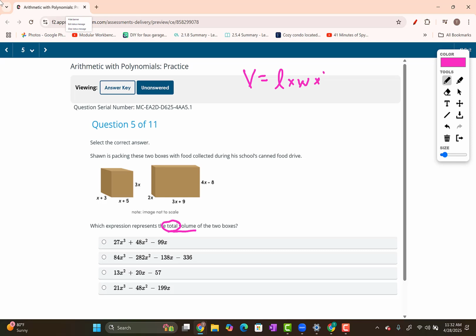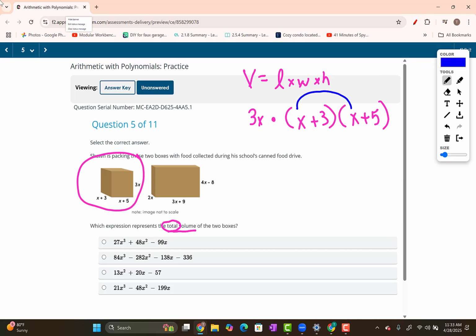times width times height. So let's look at the small box first. And it doesn't really matter which one is length, width, and height, because it doesn't matter the order you multiply. But I will tell you, typically my preference is I'm going to multiply the binomials together first. So I'm going to do x plus 3 times x plus 5. And then whatever I get from that, I'm going to multiply by 3x.